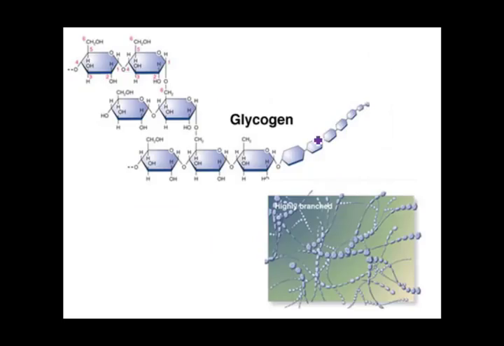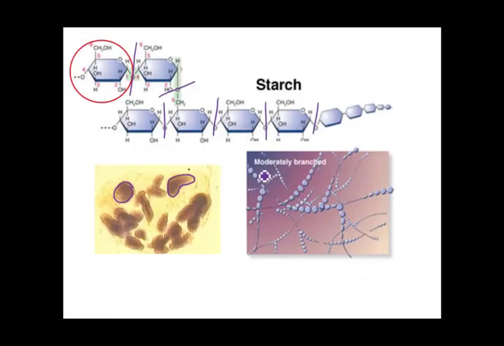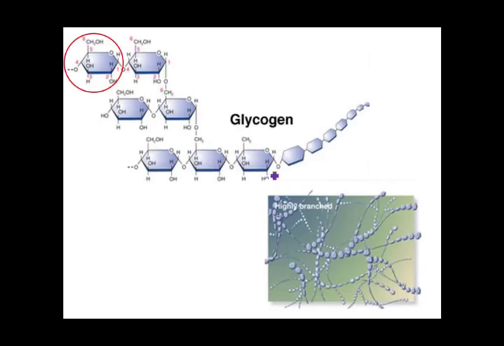And then there's glycogen. Glycogen is also made of a single sugar subunit called glucose. So glucose is the monosaccharide. And this is highly branched. When we looked at starch, it's moderately branched. They're all glucose, but starch is moderately branched, and these are all glucose, but they're more highly branched.